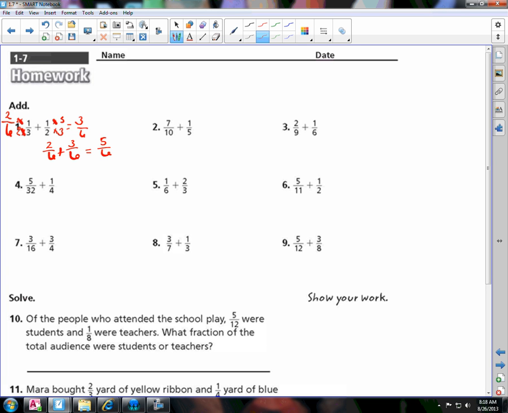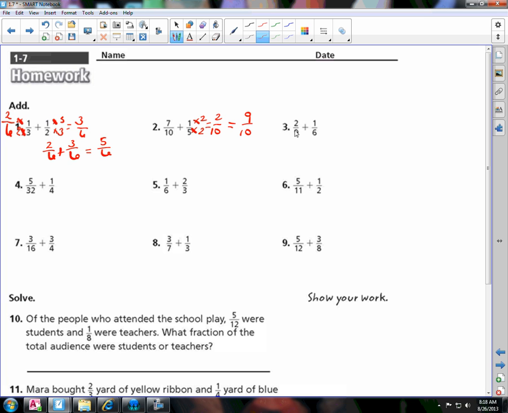Let's take a look at the next one. Because it's tenths and fifths, I don't have to actually change them both. Before I had to change them both on that previous problem. I had to find a common denominator on both. But because 5 will go into 10, I can just multiply 5 times 2, which means I need to do the same thing to my numerator, 1 times 2. So I get 2/10. Now I can add 7/10 and 2/10 to get 9/10. Okay. I can also look at simplifying if that's necessary.